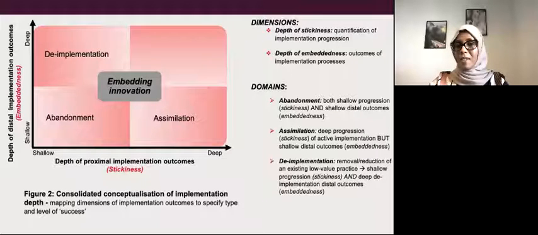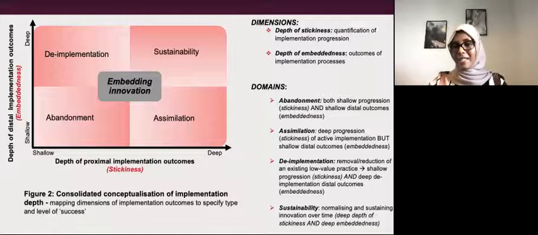And next, we have the de-implementation on the top left. And de-implementation is about removal or reduction of an existing low-value practice. So the desired outcome for this would be shallow progression or stickiness, since the whole idea with de-implementation is to make a low-value practice unstick. And at the same time, to also achieve deep de-implementation of distal outcomes or deep embeddedness of the implementation. And the final one is sustainability on the top right, which is about normalizing and sustaining innovations over time. So it represents deep depth of stickiness and deep embeddedness of the innovation.